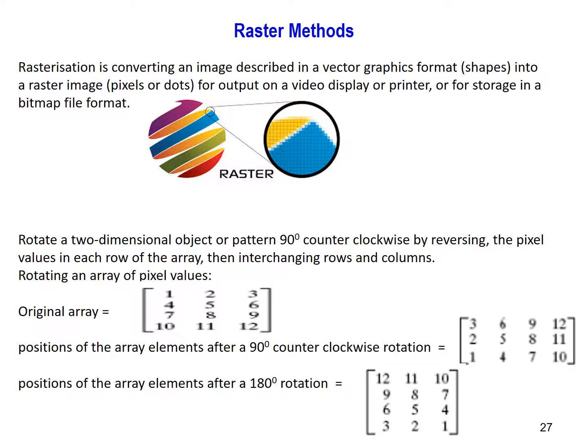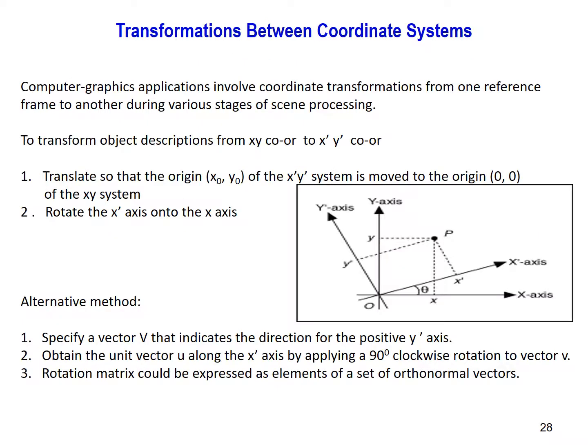For example, we have a matrix with the pixel values 1 to 12, and if we have to rotate the object by 90 degrees in counterclockwise direction, we have to first reverse the pixel values in each row of the array and then interchange the rows and columns in the matrix. Hence, the resultant matrix is 3, 6, 9, 12, 2, 5, 8, 11, 1, 4, 7, 10. The same way, if we have to rotate the object by 180 degrees, the resultant matrix is 12, 11, 10, 9, 8, 7, 6, 5, 4, 3, 2, 1.